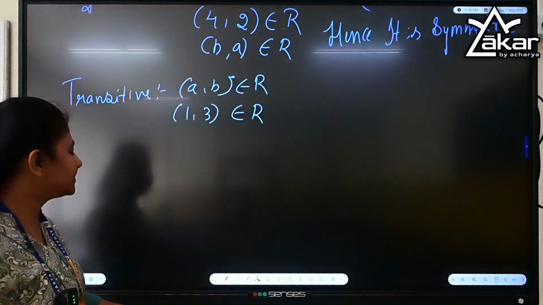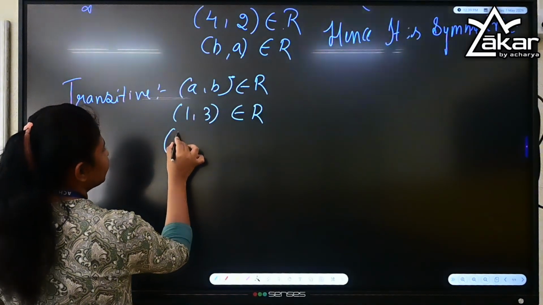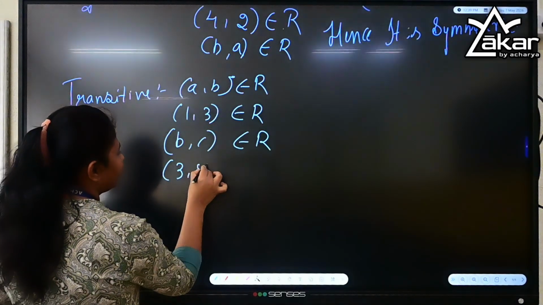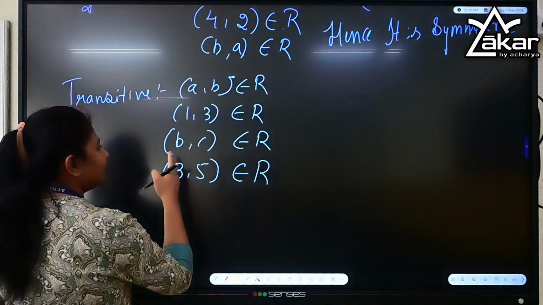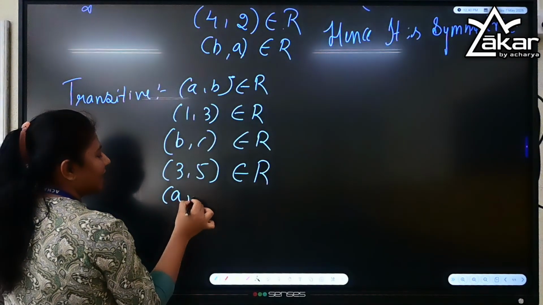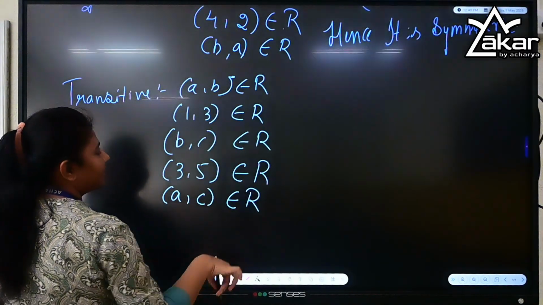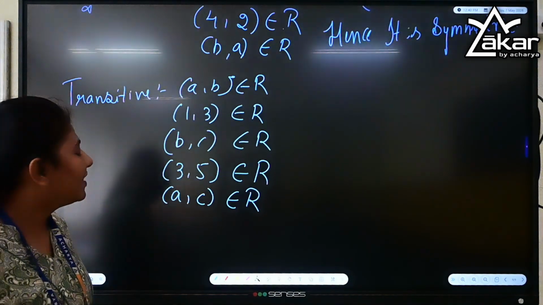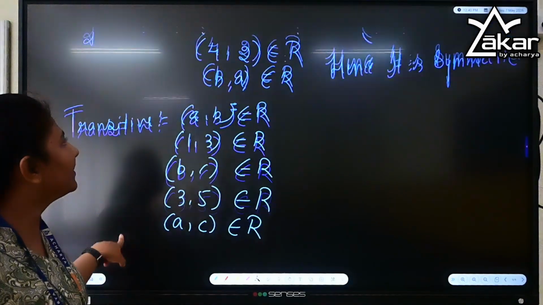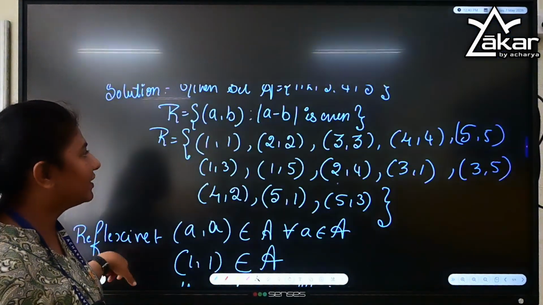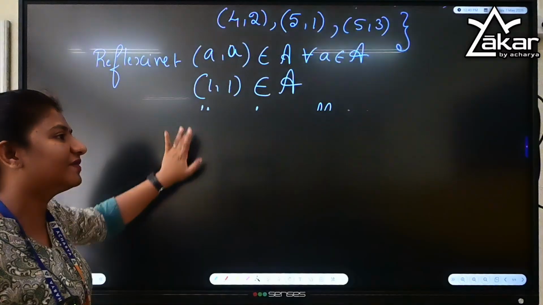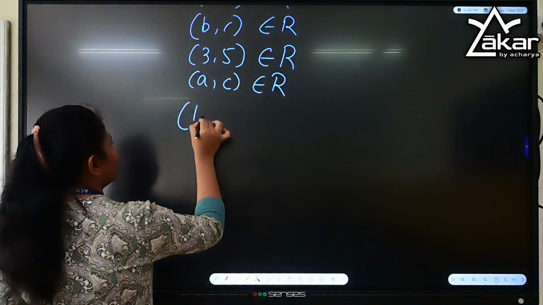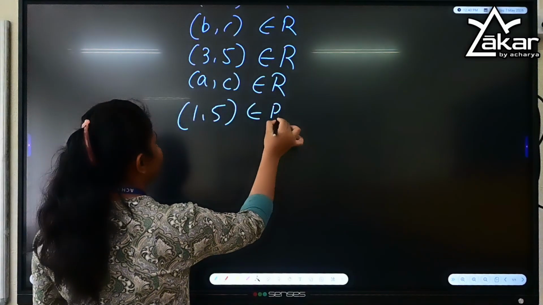So according to this, 3 comma 5 also belongs. B comma C is belonging to R. Hence 3 comma 5 also belongs to R. If B comma C is belonging to R, then A comma C should also belong to R. The value of A is 1 and the value of C is 5. Let us see. Is 1 comma 5 present? Yes, as you know, 1 comma 5 is present because according to the given condition, it satisfies the relation R. Therefore, 1 comma 5 also belongs to R.